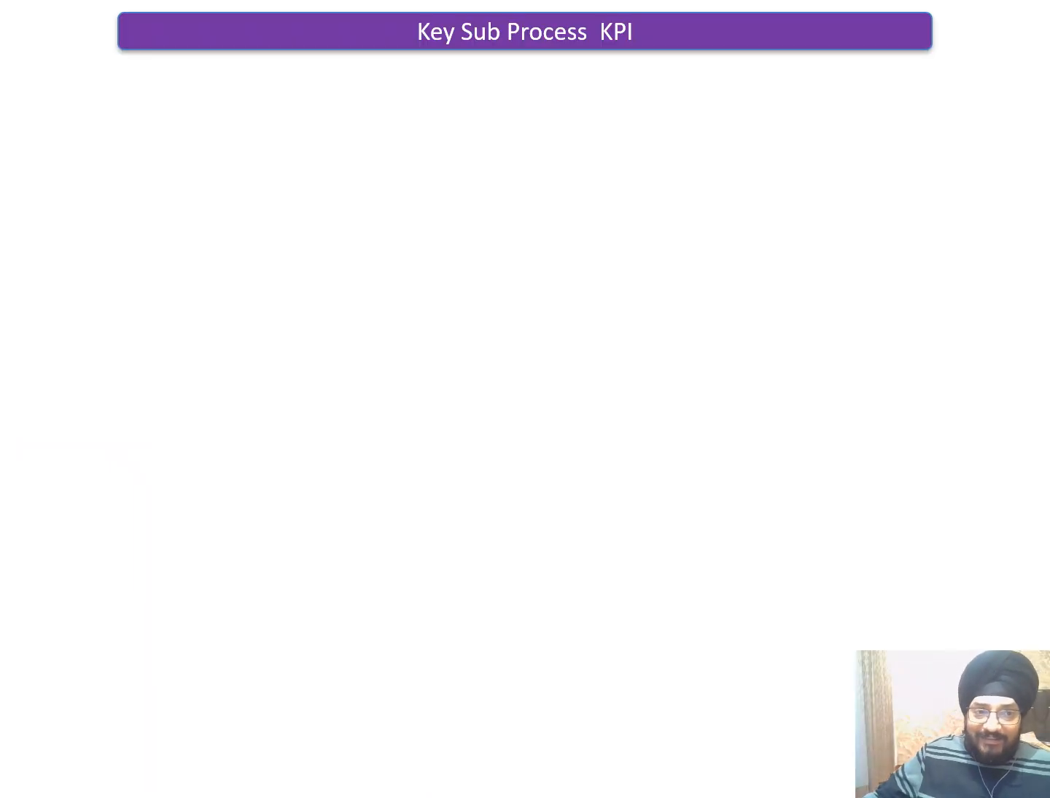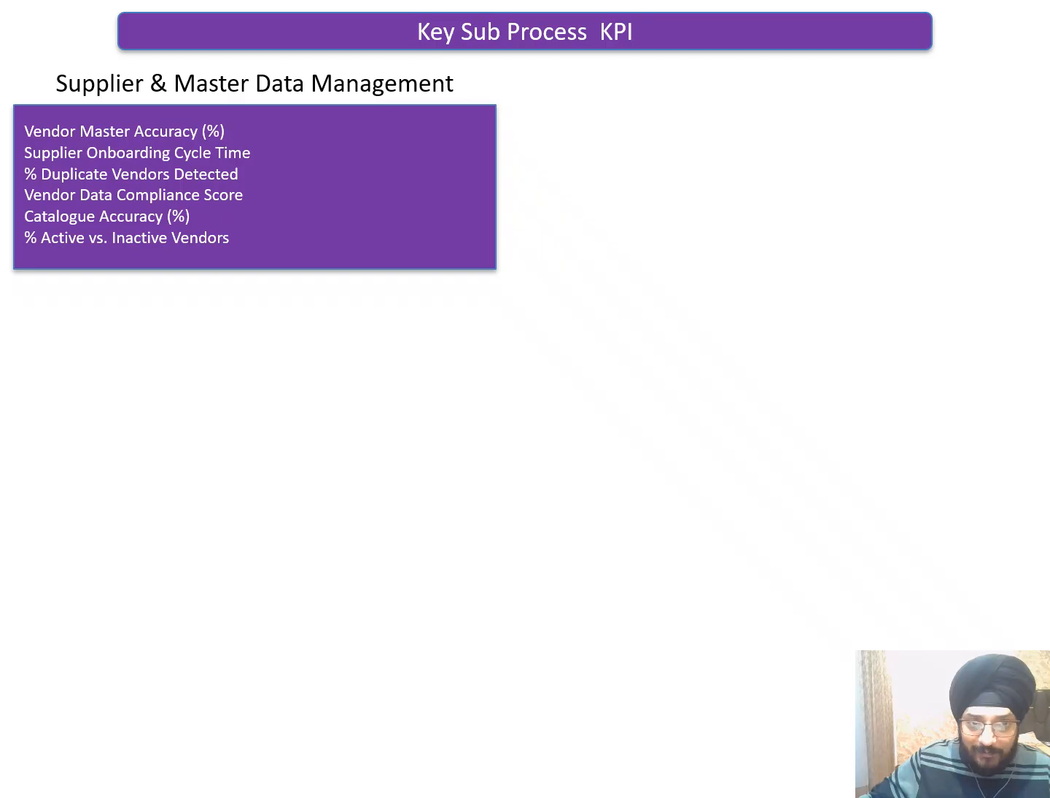Okay, so let's just quickly have a look at the key sub-process KPIs. On supplier and master data management, what is the accuracy at which we are capturing the master data, our supplier onboarding cycle time, percentage of duplicate vendors created, vendor data compliance score, catalog accuracy, and activation. All these six parameters, or KPIs, help us to diagnose whether our onboarding process or the supplier master creation process is running effectively or not.